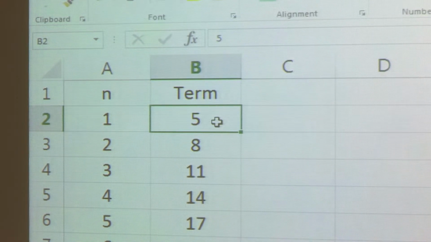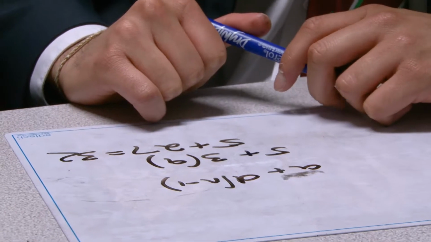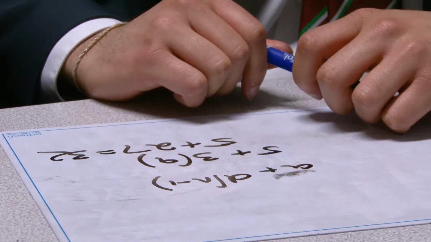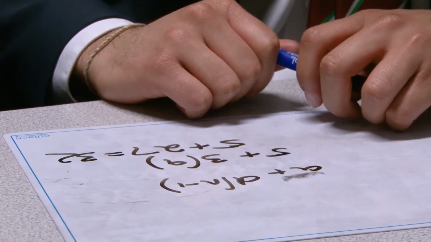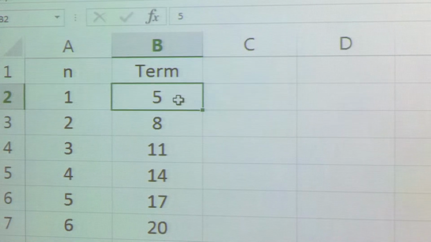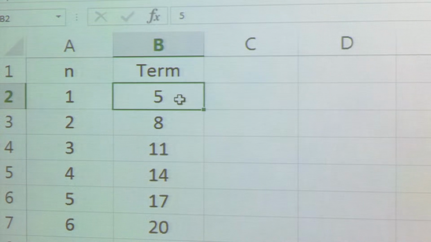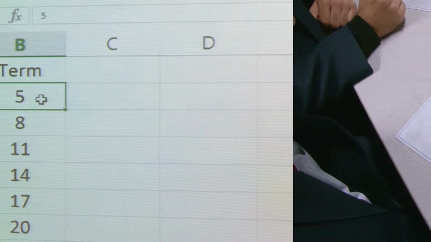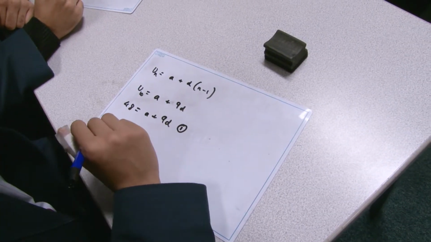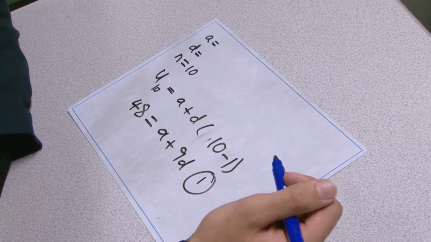So can you give me a formula if the first term was A and the amount added on each time was D, how could we get to the nth term? A plus D times n minus 1. Can you give me a start number and a number to add each time so that the 10th term is 48? Use simultaneous equations? Yes, potentially.